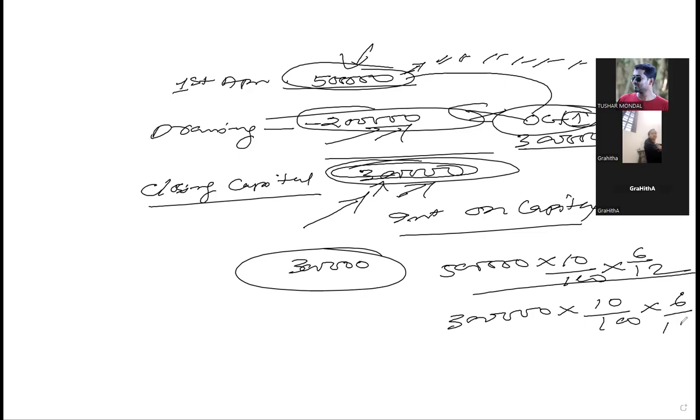Got the point? Yes, sir. So the total interest on capital will be calculated like that, 6 months for 1 year. You got the point? Did you understand this point?